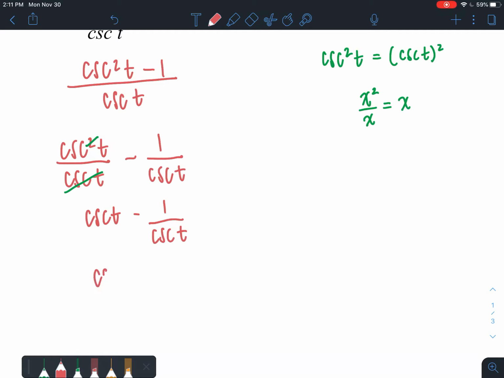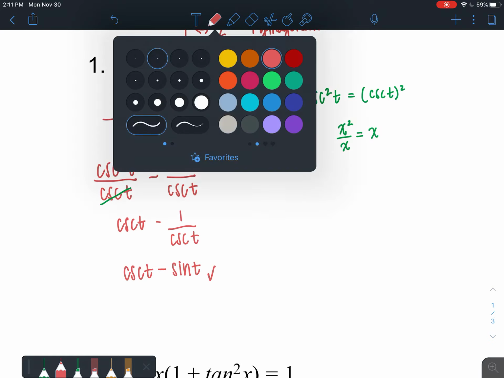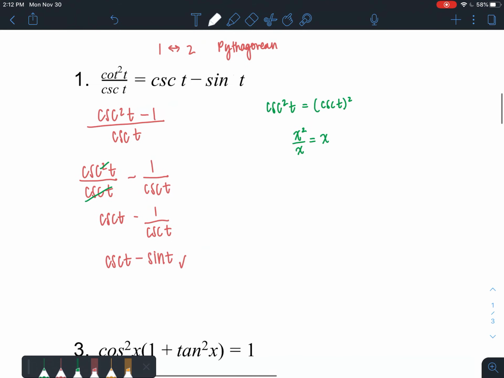1 over cosecant t is sine of t, which gives us that we end up with our final answer there. Oh, this is just a typo. There should only be one t here. Sorry. Okay, so only one t there. Okay, so we prove that identity.